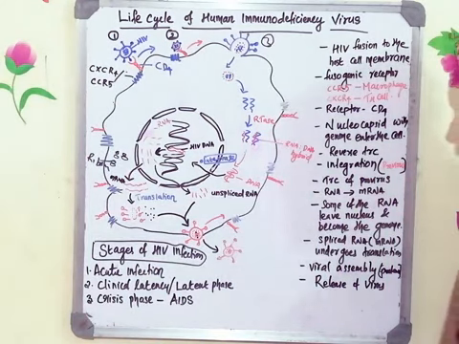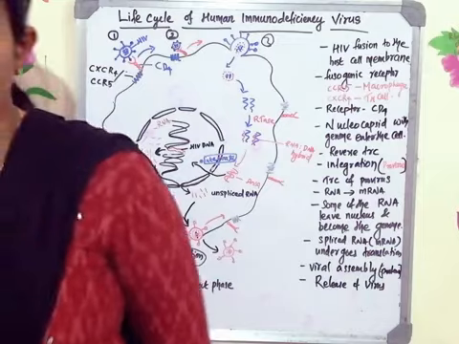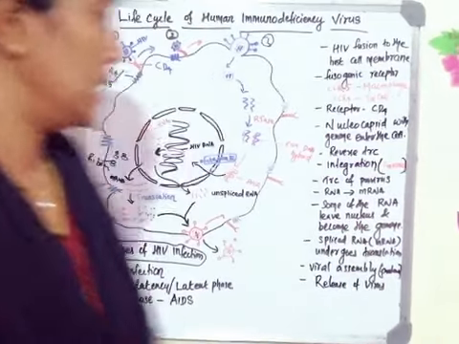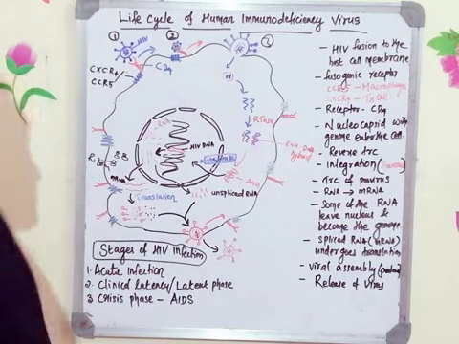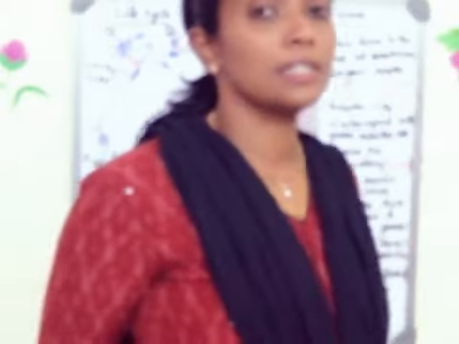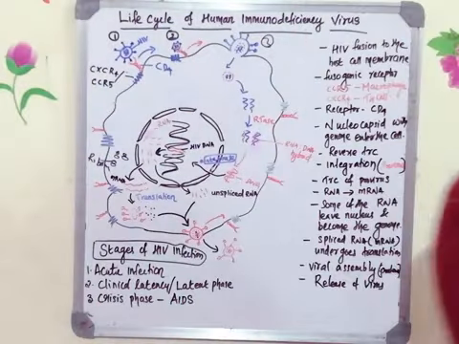There are 3 major stages of HIV infection. Once a person gets the HIV infection, there are 3 stages. What are the 3 stages? Number 1, acute infection. Second one is known as clinical latency or latent phase. Third one is known as the crisis phase. Crisis phase is the real condition of AIDS, acquired immunodeficiency syndrome.